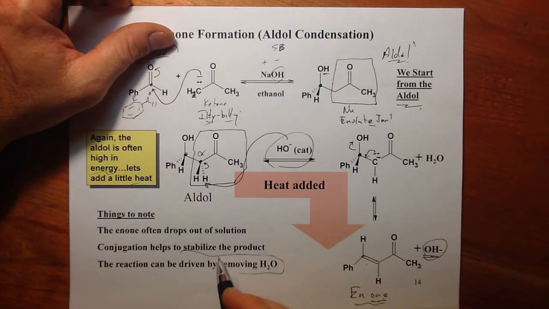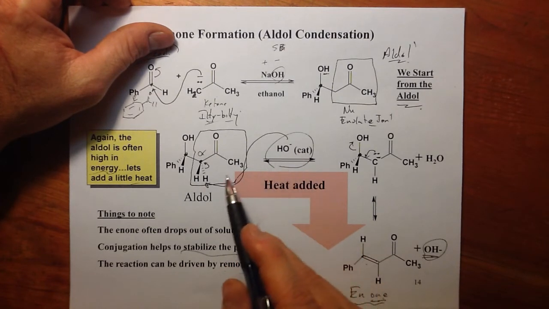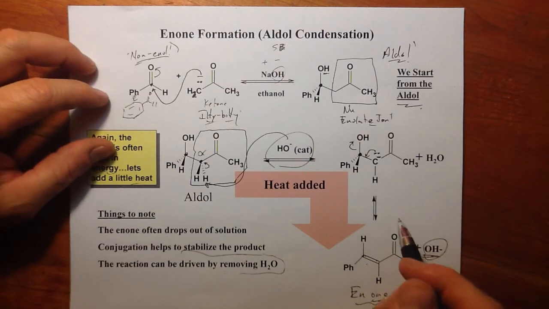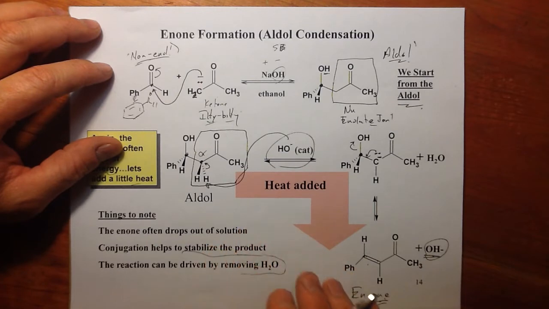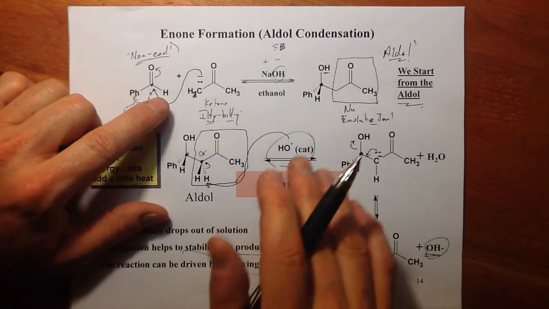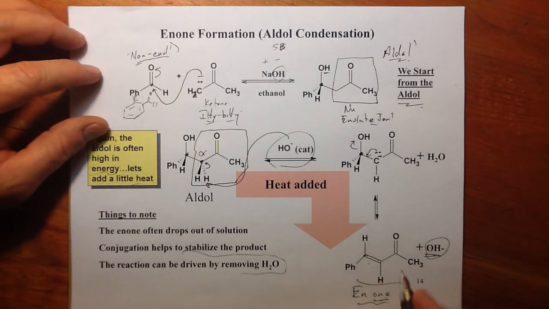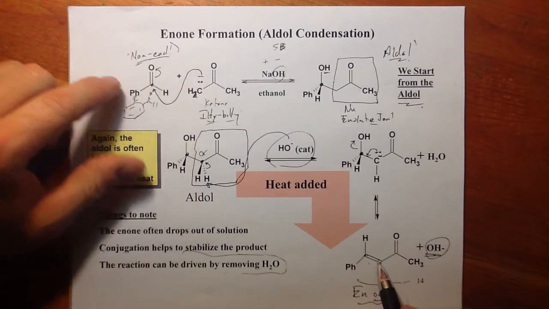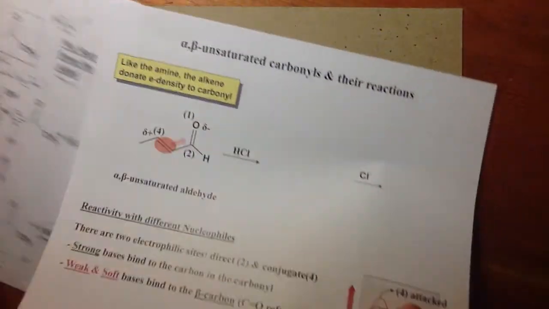We can drive this reaction by removing the water that's formed when the OH attacks that same alpha position a second time. We can take that water away, and that helps drive the reaction. So those are some things we need to know about enone formation. They're driven by heat added to the solution wherein we make aldols. We can pull water away to drive the formation of the enone, and we get some conjugation that stabilizes this carbonyl. So that makes this carbonyl a little more stable than what we have in the starting reagents. And heck, if we can get the enone to drop out of solution as a solid, that's even better.